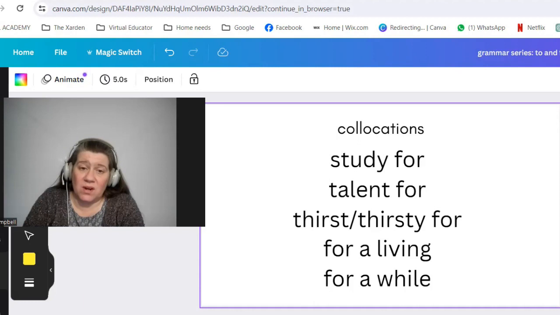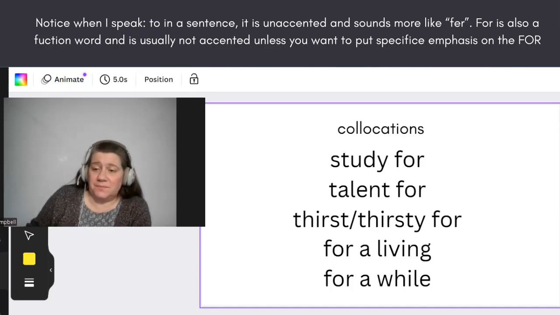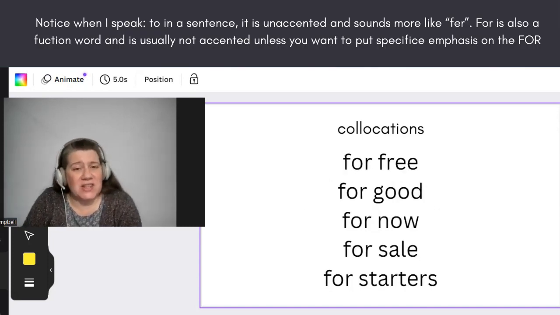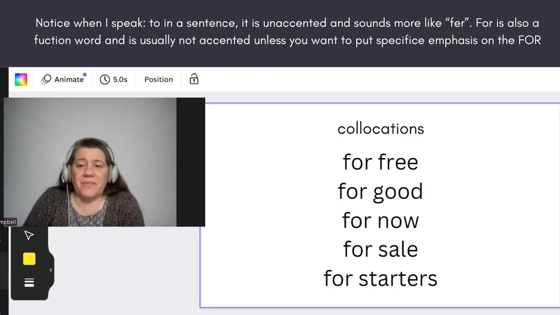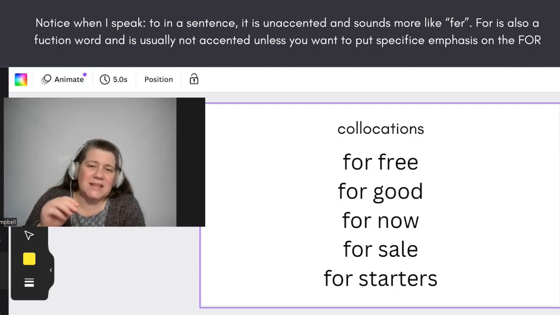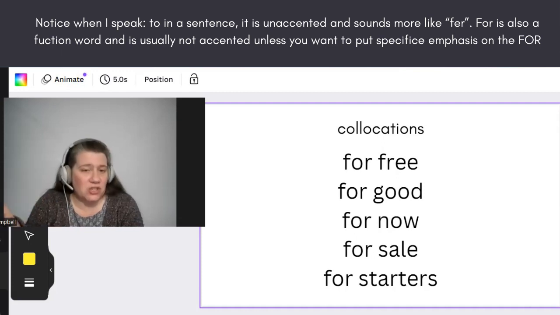He's really thirsty for a date. That means, or maybe he's thirsty for alcohol. I don't know. Thirsty means he wants it. Same as hungry for. For a living. I work for a living. For a while. For free. Did you get that for free? For good, for now, for sale, for starters. Notice that when I say these words, the for is not accented. So it almost sounds like fer good, fer now. This is what I'm doing for now, but later I might change my mind.